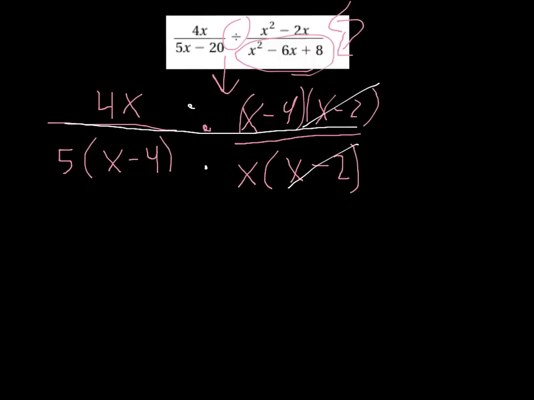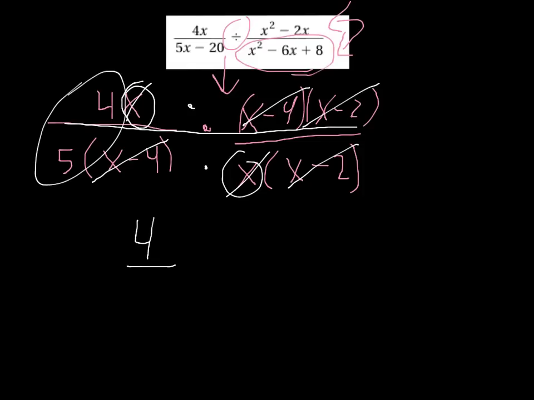The x minus 2 cancels out the x minus 2. The x minus 4 cancels out the x minus 4. Since the 4 and the x are attached by multiplication, this x cancels out this x, and the only thing I'm left with is 4/5. Done.